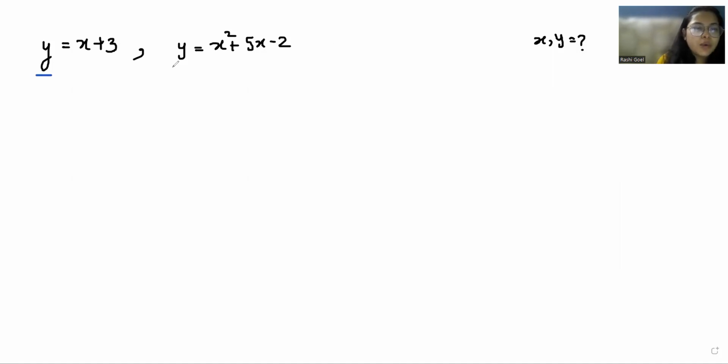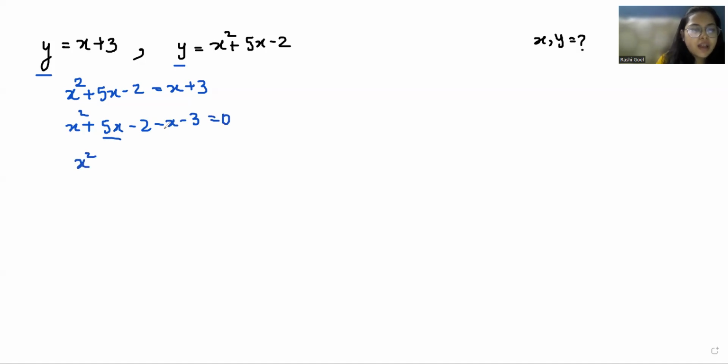As we know that both equations are equal to y, that means both are equal to each other as well. So x² + 5x − 2 = x + 3. So x² + 5x − 2 − x − 3 = 0. So x² + 5x − x is +4x, and −2 − 3 is −5, equals 0. Now it looks like a quadratic equation.